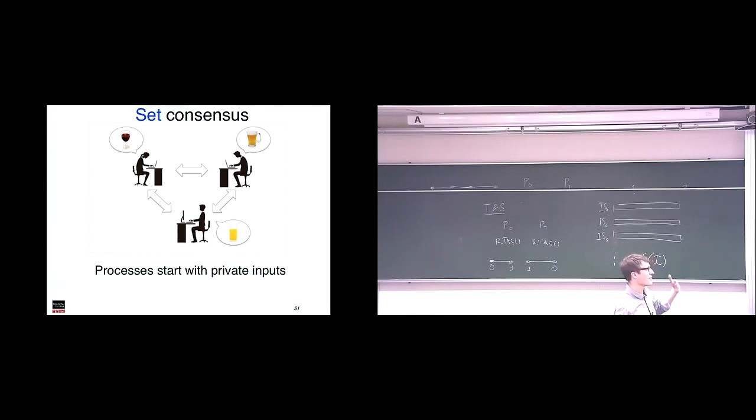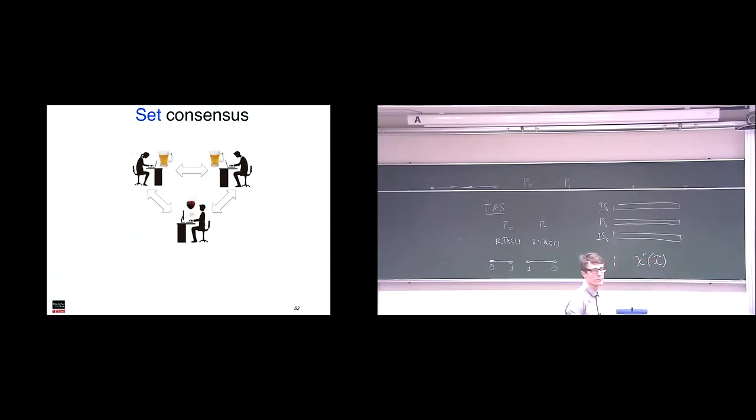In set consensus, you have processes that start with private inputs. They have some different drinks they want to drink. But at the end of the computation, they choose at most two. They don't want to buy more than two different drinks. That is what set consensus is about. You decrease the uncertainty about the system after the computation. Outputs should form a bounded subset of inputs, and the bound is the parameter of the problem. So if the bound is k, we say it's k-set consensus. When we say just set consensus, it means that the bound is smaller than the number of processes. So you have n processes, and each process comes with its own distinct input.